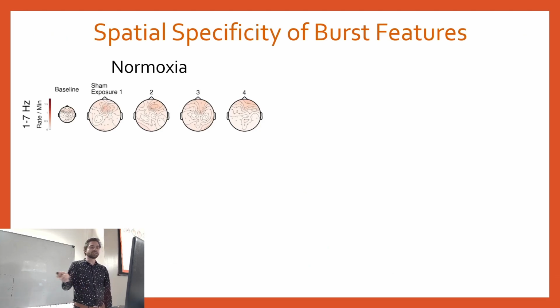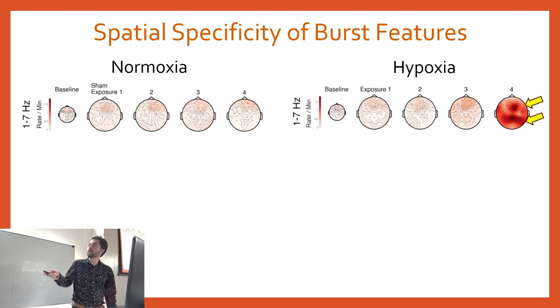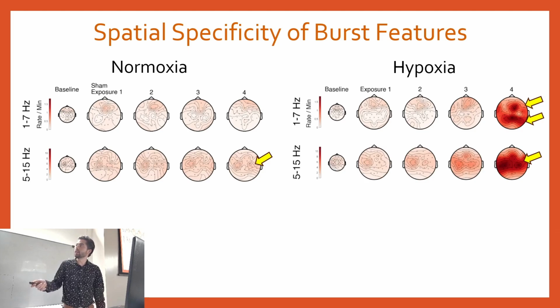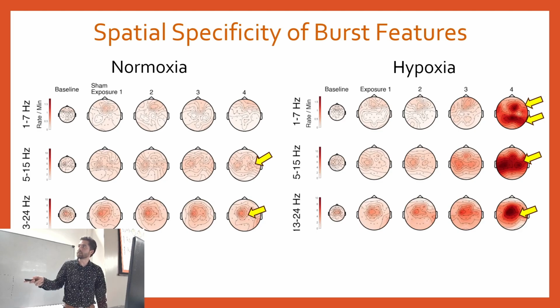We were even able to get some spatial specificity in these. So in normoxia, you can see not too much change going on. I'm showing the rate here across each channel. And then in that last exposure level, you can see 2 hot spots, particularly frontal and parietal, like I was saying, these metabolically active brain areas in our lowest subband, and then in our other subbands, a gradual change in areas that we saw active during the sham condition, like in our 5 to 15 hertz and 13 to 24 hertz subbands.